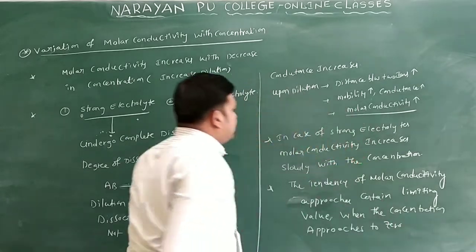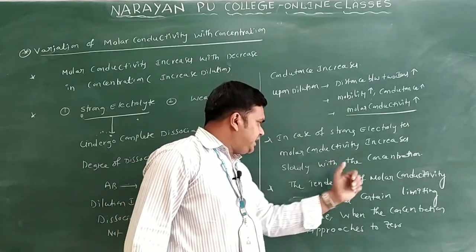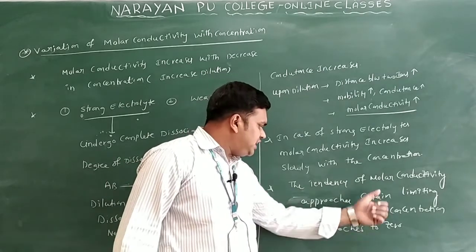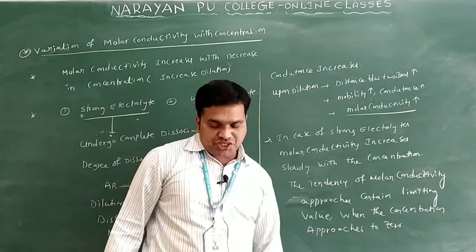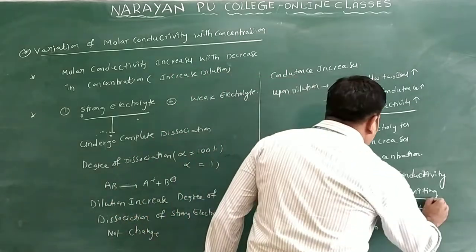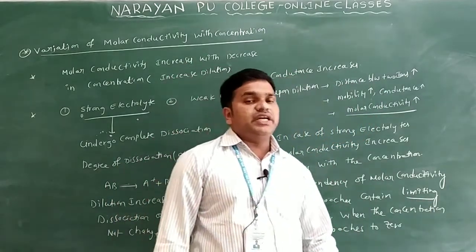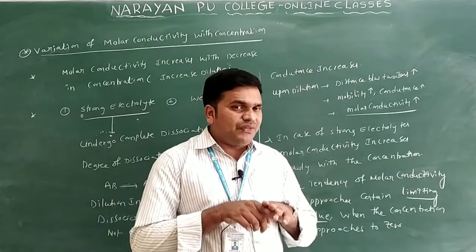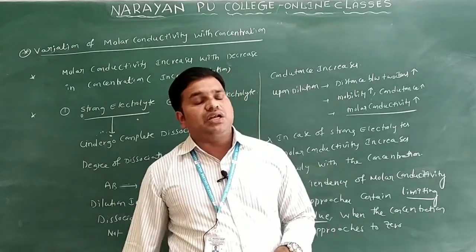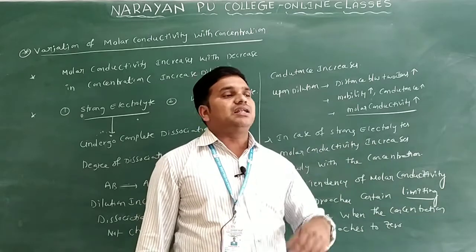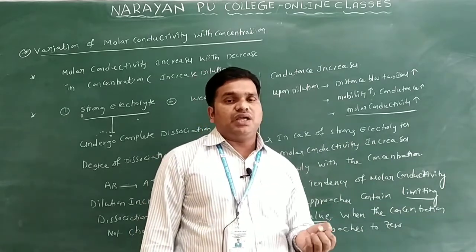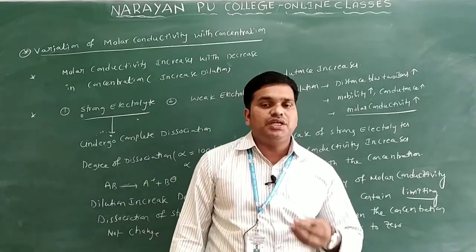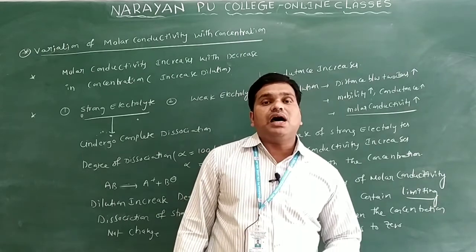You can see one more point here. In case of strong electrolyte, molar conductivity increases slowly with the concentration, but the tendency of molar conductivity is to approach a certain limiting value when the concentration approaches zero only. So what is this limiting value? After this value, there is no change in the molar conductance of the solution, because it has already reached a saturated value. At this saturated level, you can increase the dilution, but there is no change in the limiting molar conductivity of the solution only. This conductivity measured at infinite dilution, we are calling the limiting molar conductivity only.